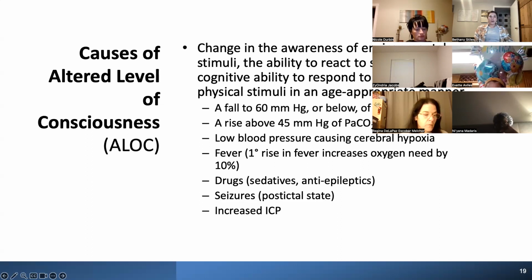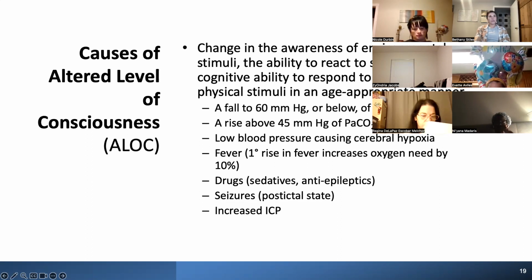Okay, talking about altered level of consciousness. That's going to be a change in the awareness of environmental stimuli, the ability to react to stimuli, and the cognitive ability to respond to verbal or physical stimuli in an age-appropriate manner. So you're not functioning like you normally would.